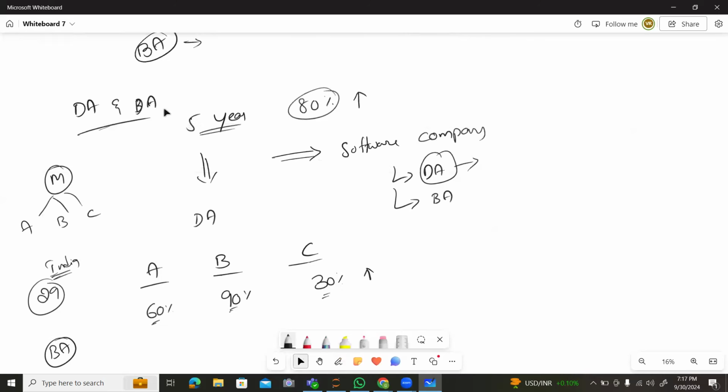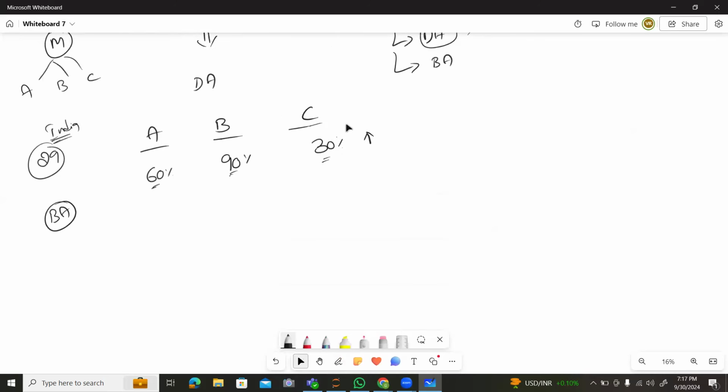You also need to focus on product A. Both the 60% and 30% products need to be increased. For that, the business analyst needs to understand where exactly product A and product C are going, where they are delivered, manufactured, distributed and sold. You need to see each and everything, and you need to tell the client.